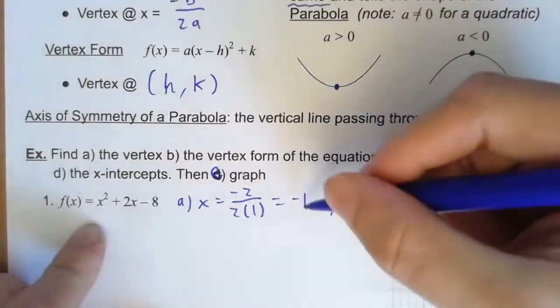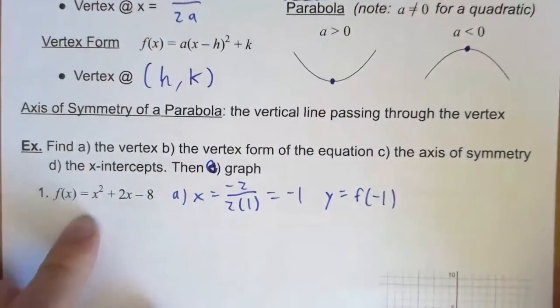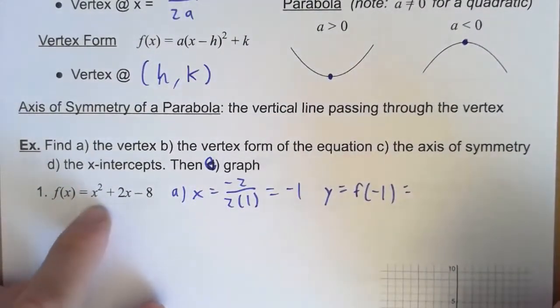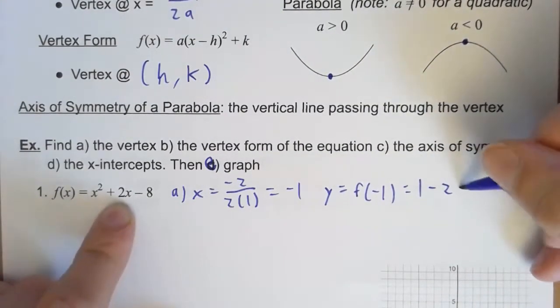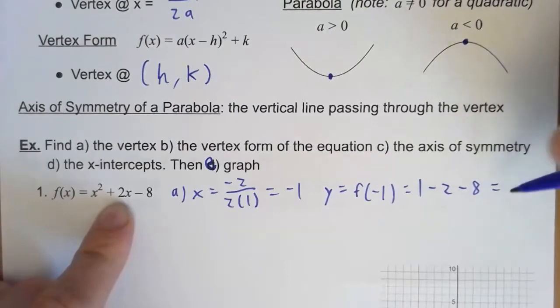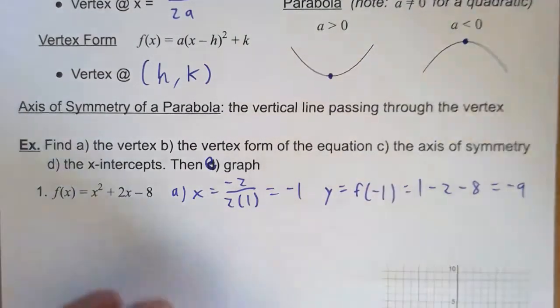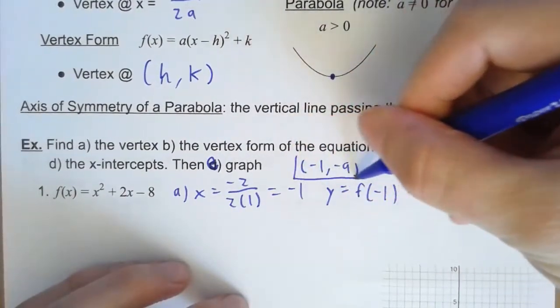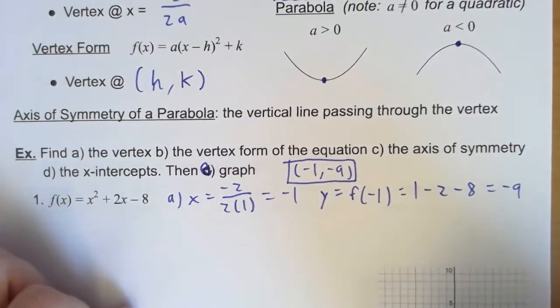So to find the y, I'm just going to take x is -1 and substitute it in here. I'm going to find f of -1. So -1 squared, of course, is +1, -1 times -1. So we got +1 here, and then that will be -2, and then -8. And so 1 minus 10 looks like I'm looking at -9 here. And so my vertex is (-1, -9).